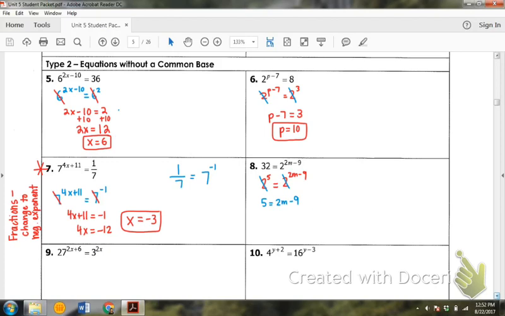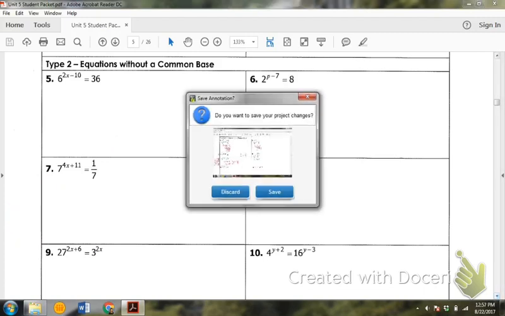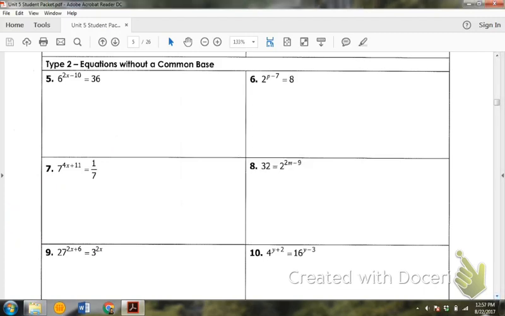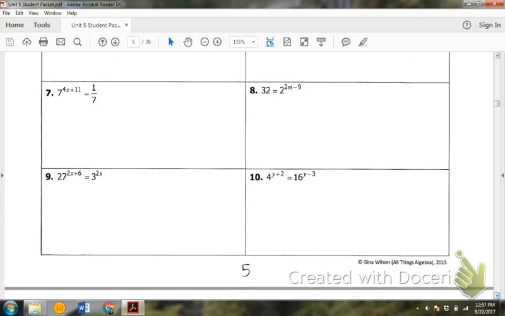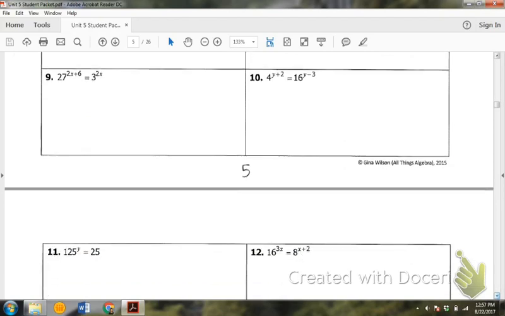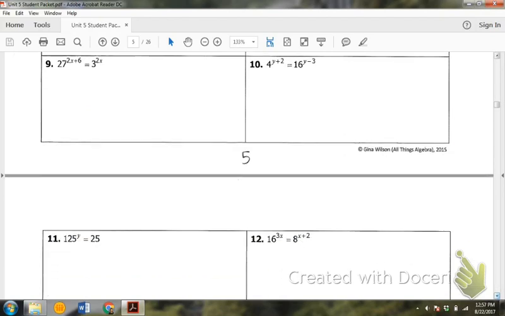Let's look at number 9. What do you think the base might be? 3? Okay. So let's see if we can make 27 become a base of 3. We know that 3 squared is 9. What about 3 to the 3rd power? It's 27, right? So now this becomes a little bit different than what we've had to do in the past.